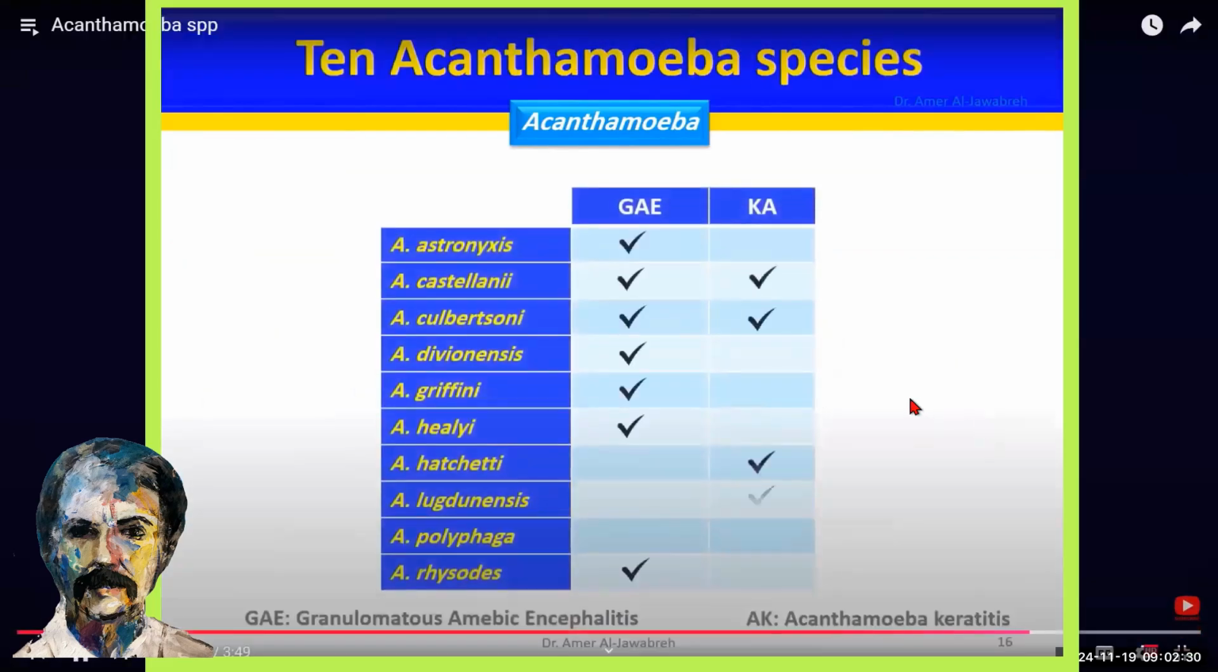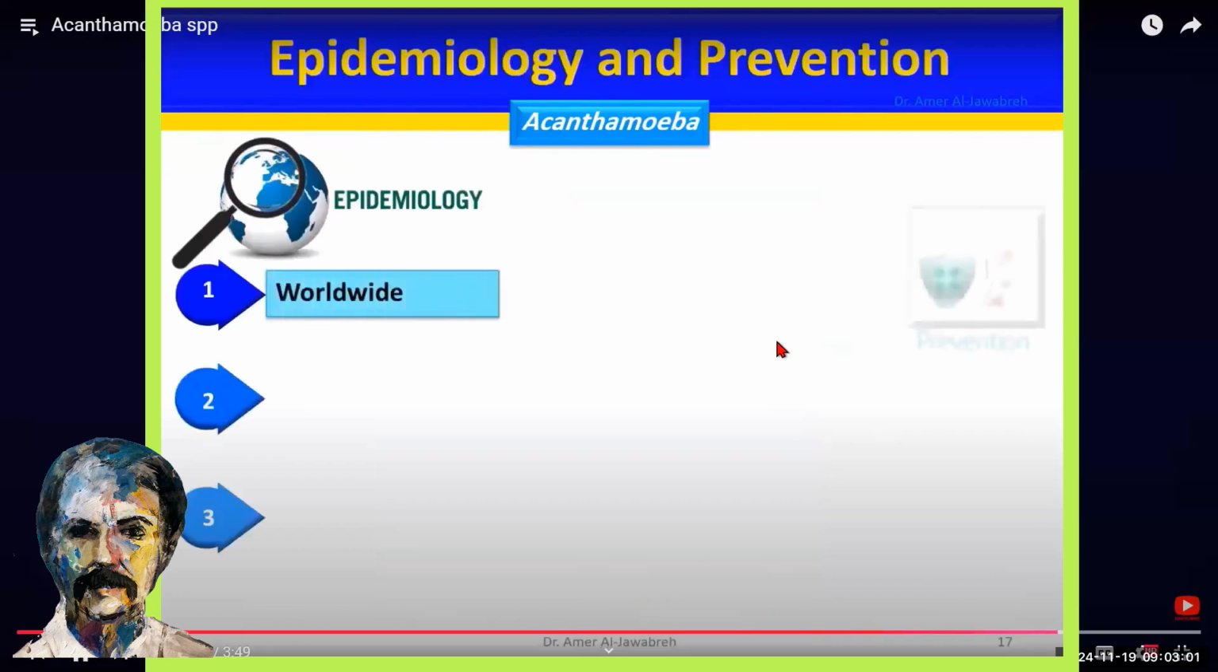I took this from one publication, I think, where we have Acanthamoeba species, many species, 10 species of Acanthamoeba. Some of them cause GAE, some of them cause AK, and some, like these two here, cause both. And this one here causes both of them. Acanthamoeba is worldwide. It's not restricted to any geography or any continent, maybe because of the lack of full understanding.